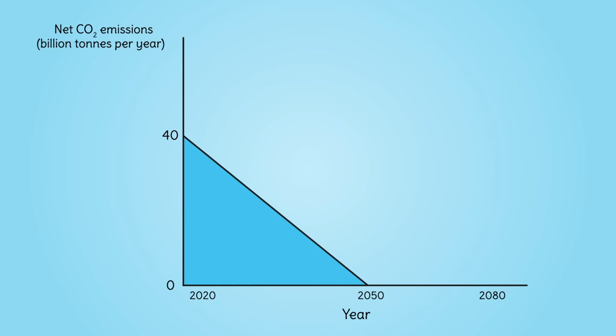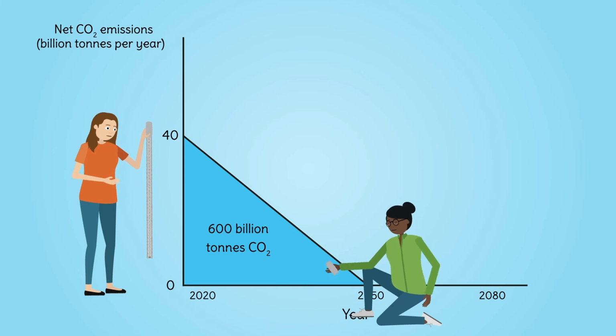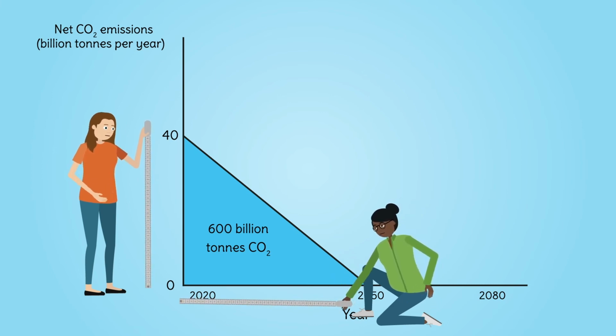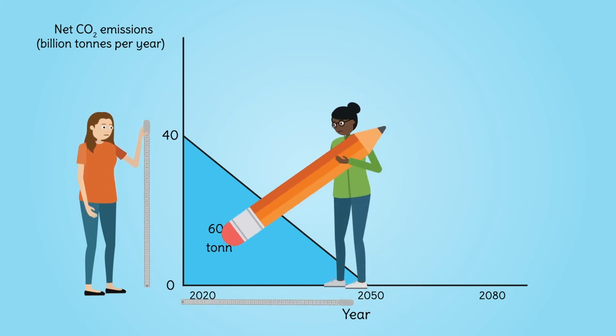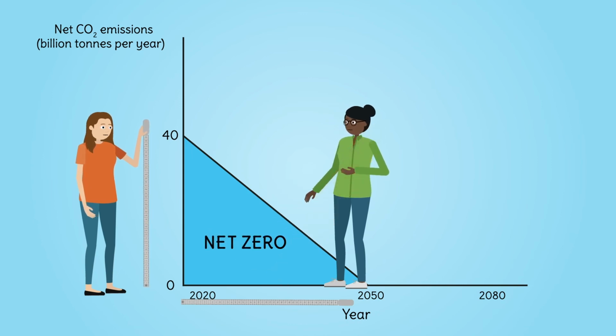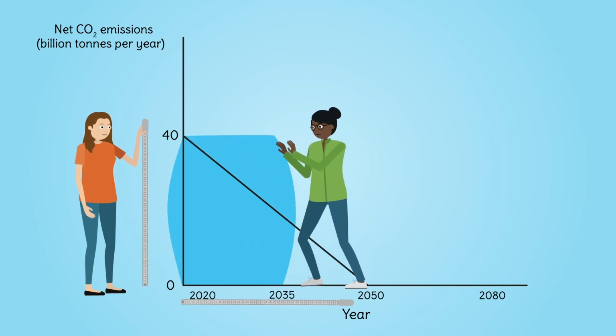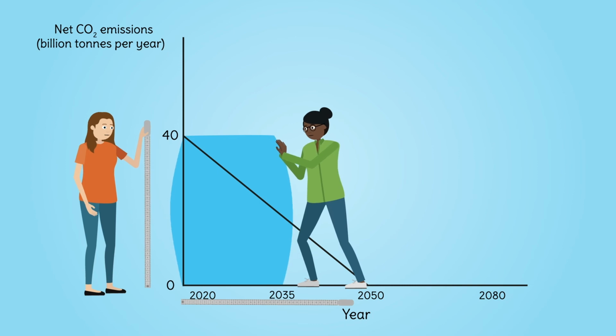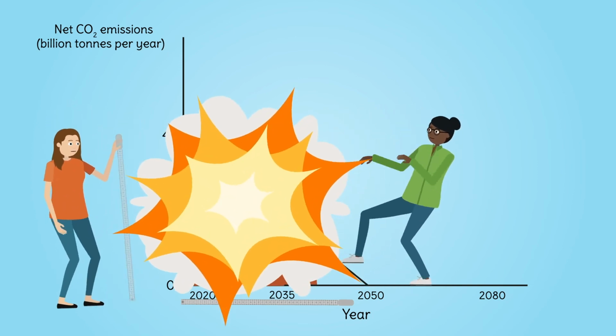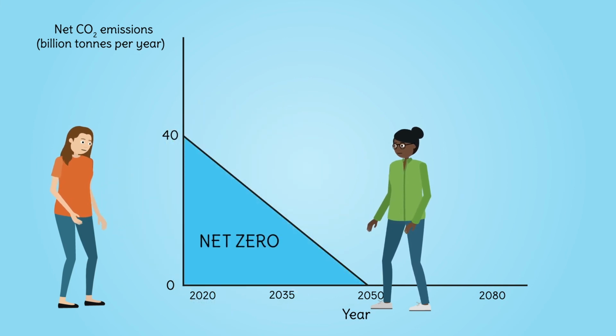Remember our triangle? We know we're limited to an additional 600 billion tonnes of CO2 emissions, and we are currently emitting 40 billion tonnes per year. This is why we must reduce to net zero by 2050. But of course, if we don't reduce emissions, we only have around 15 years before the 600 billion tonne budget is blown. Back to our triangle and staying below our budget.